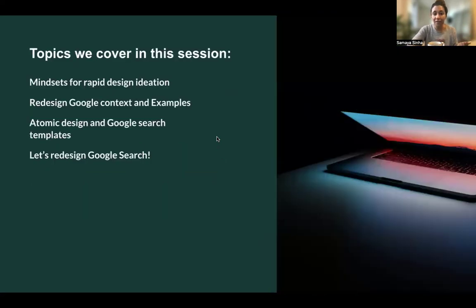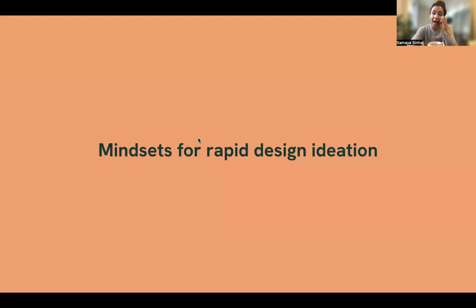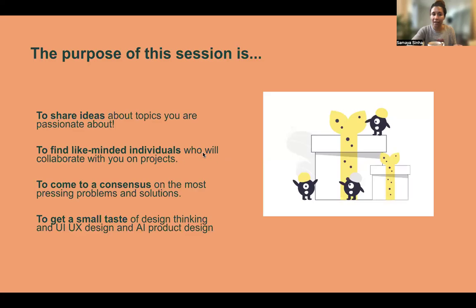So topics we cover in this session. We are going to cover really quickly mindsets for rapid design ideation. We only have 15 minutes, so let's make the most of it. We're going to gather some context about Google Maps' current AI features and look at some templates. And then we're going to look into AI design heuristics in particular. So with that, let's get into some mindsets for rapid design ideation.